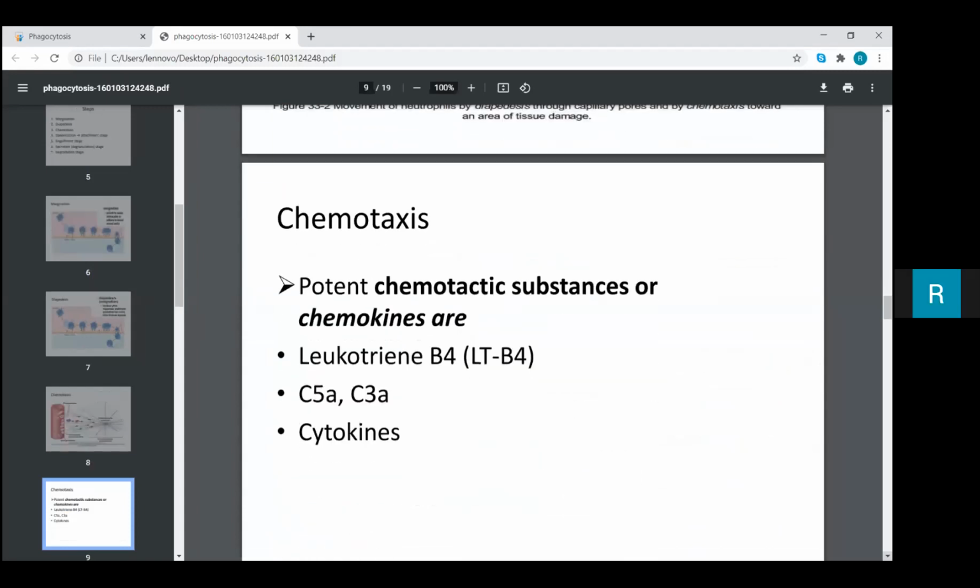Yes, potent chemotactic substances or chemokines are leukotriene B4, C3a, C5a, and cytokines. Of the two complement factors, which has, in addition to chemotaxis, a property of chemokinesis? So chemotaxis, sorry. Which of the two, C3a or C5a, has, in addition to chemotaxis, a property of chemokinesis? Anybody?